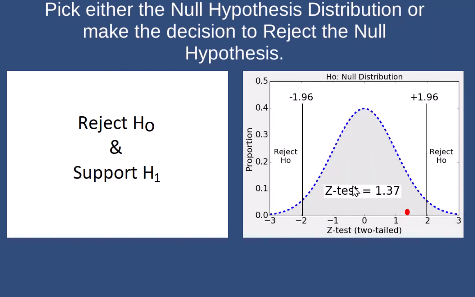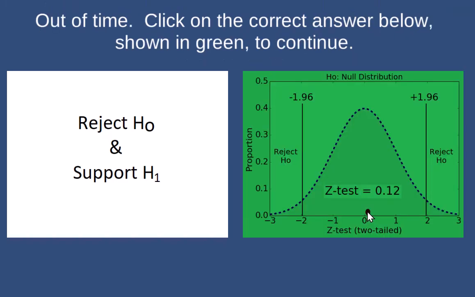A z-test of 1.37, retain. A z-test of 0.12. Wow, the null hypothesis distribution said to expect the sample mean to be right here, right by ground zero, and it was just a little bit above, just 0.12 standard errors above. So, wow, great null hypothesis distribution prediction. We're going to keep that null hypothesis.